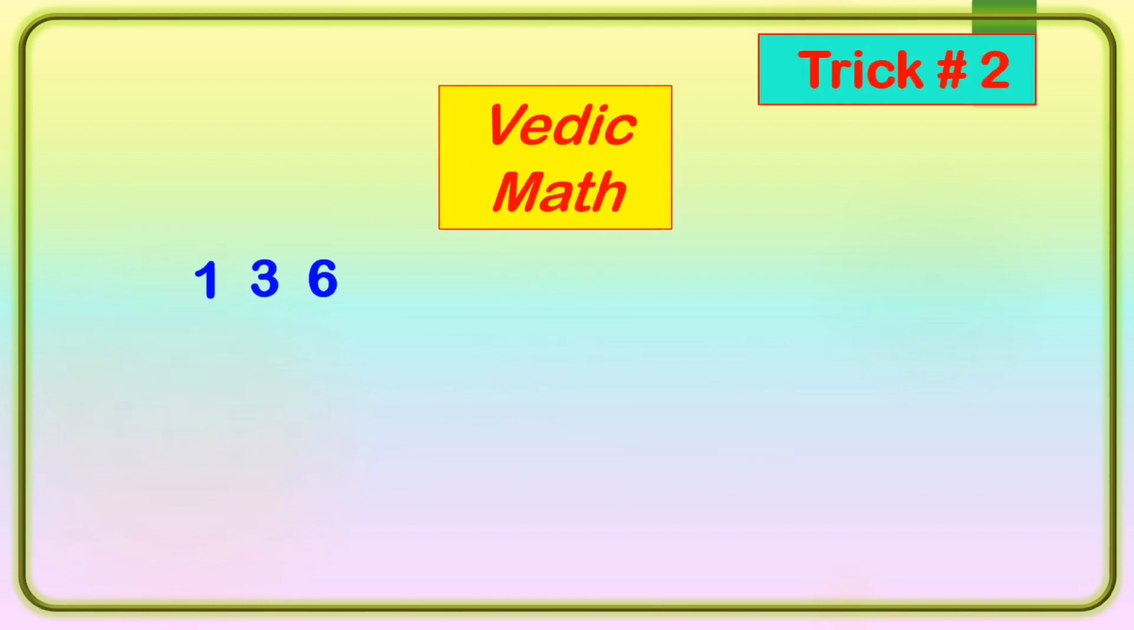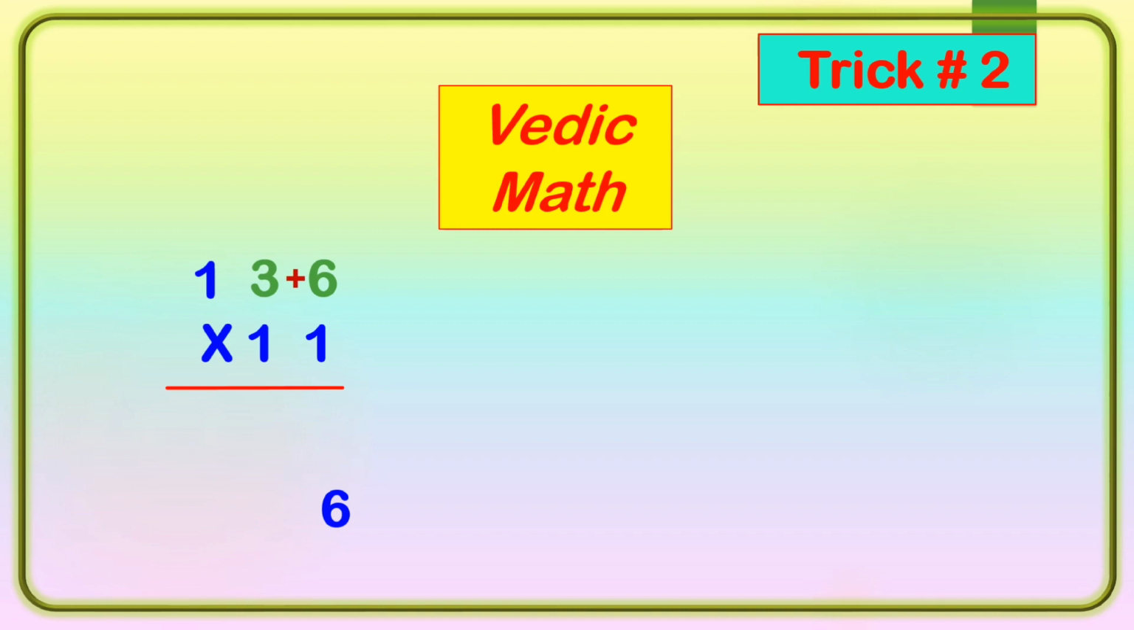Vedic maths, trick number 2. We are going to multiply 136 into 11. The rightmost number is 6. Write it as it is, copy down the same number. The 3 is next to 6. Add both numbers. 3 plus 6 is equal to 9.